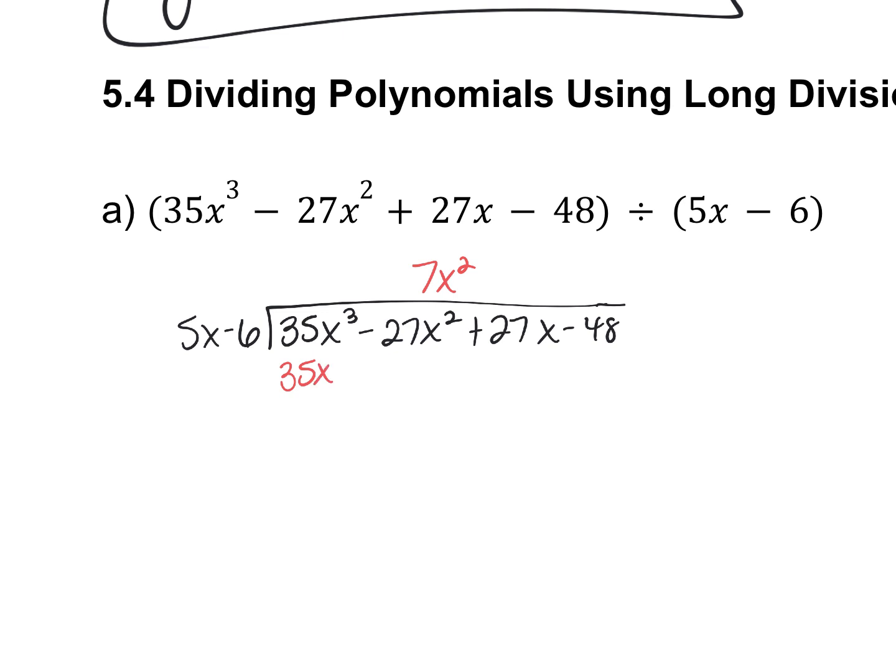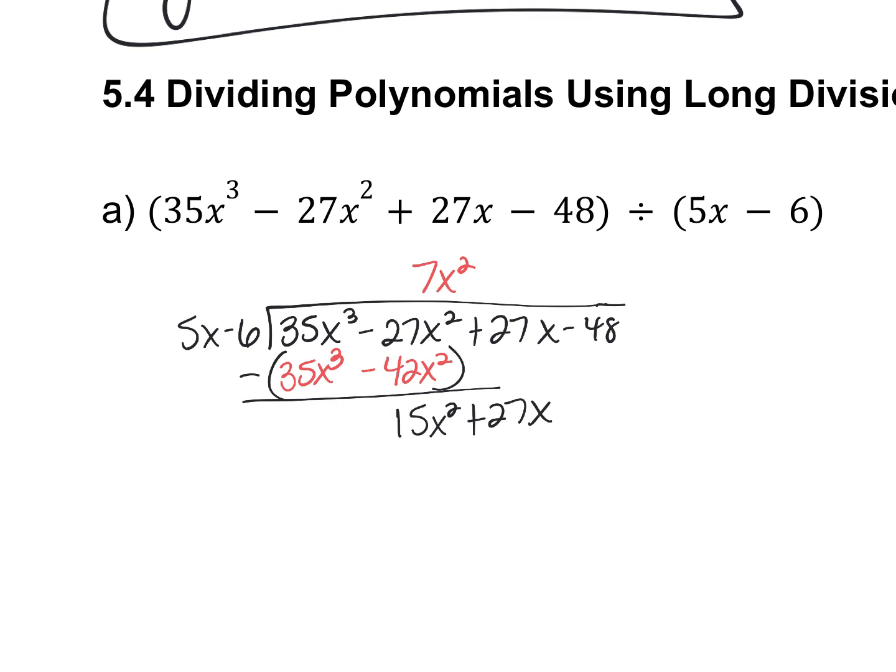Multiply it back. So I have 35x cubed, and 7x squared times -6 would be -42x squared. All right, now let's subtract. Remember, you're doing minus these two. Okay, so 35x cubed minus 35x cubed goes away. -27x squared minus -42x squared ends up with +15x squared. Drop down your next term.